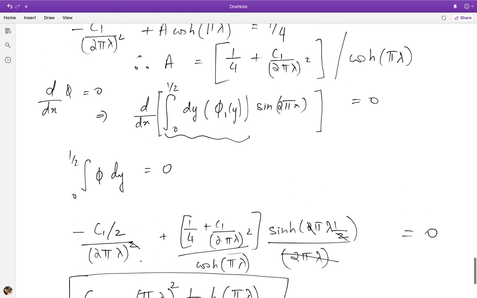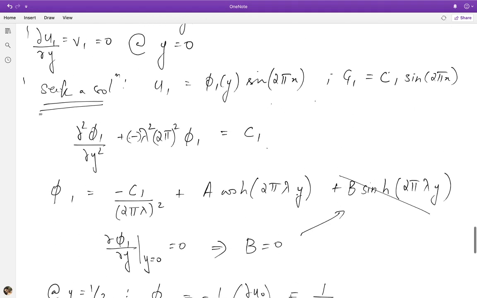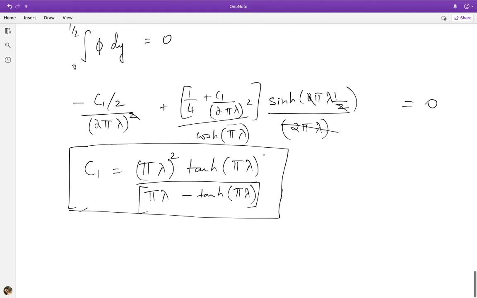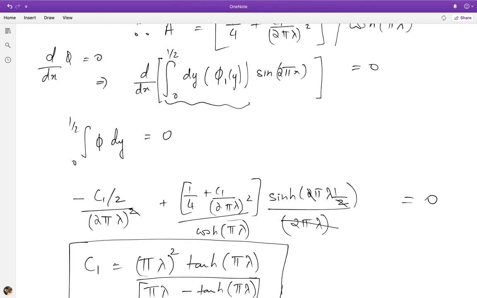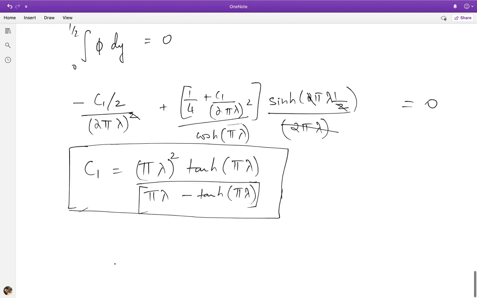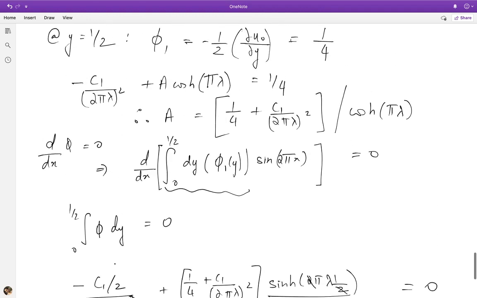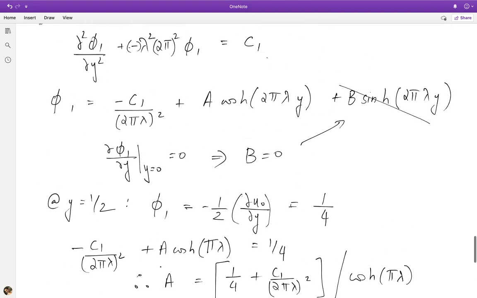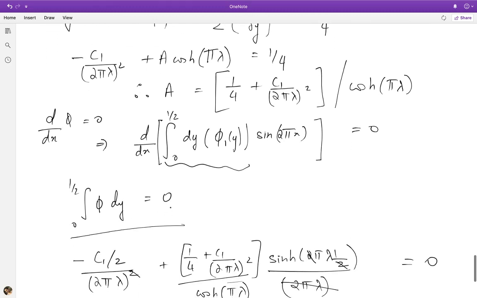So now, having determined C1 as well as A in terms of C1, I have the full solution. I have phi1 and therefore I have the full solution for u1. So u1 has now been completely determined. Now could we get a correction to the flow rate? As we already expect, this should not give us any contribution. If we substitute it back in, what we would find is exactly what we found. In fact, that was what we used in this condition. So if I calculate the condition here, we obtained that the integral of phi with respect to y is 0.